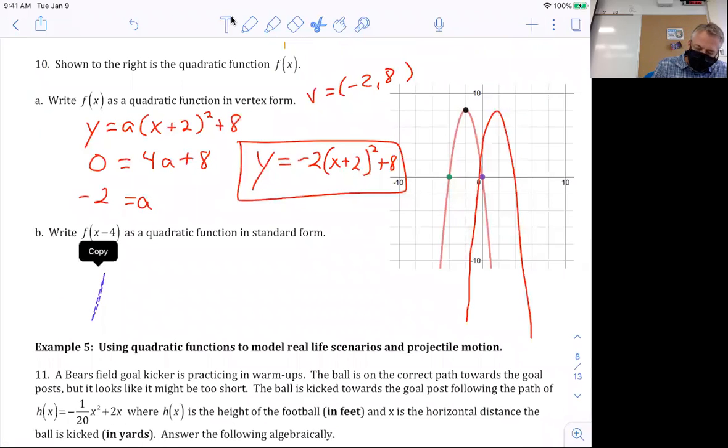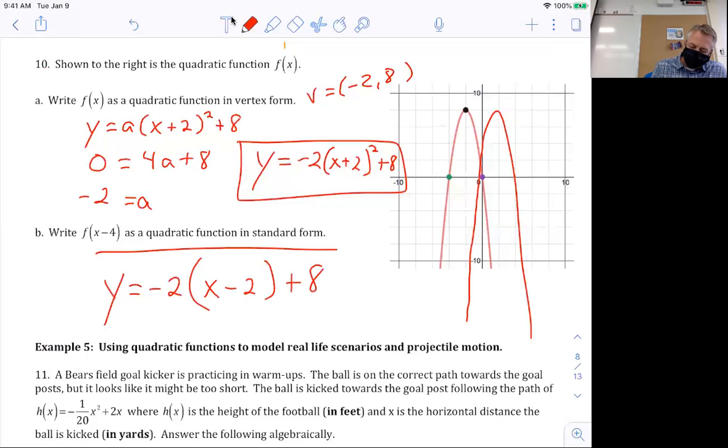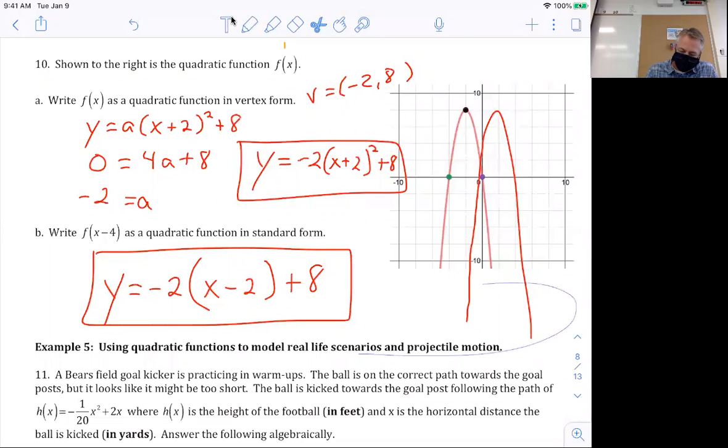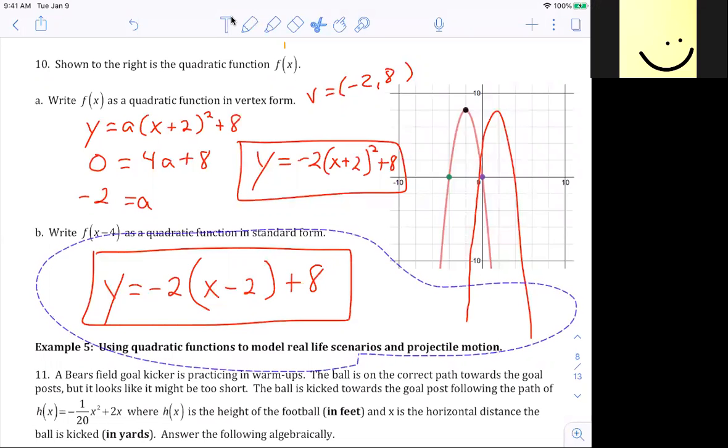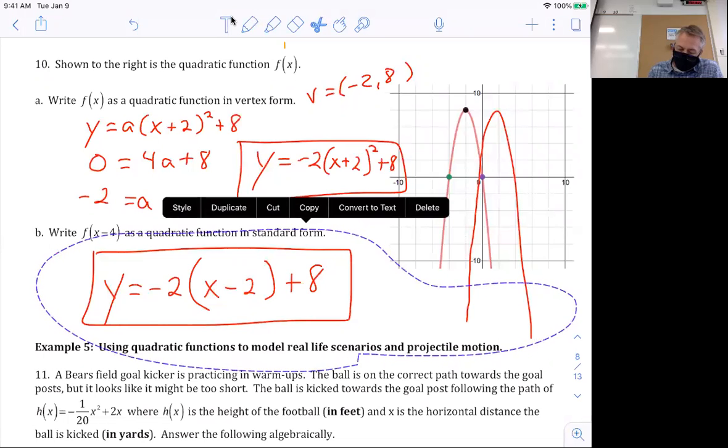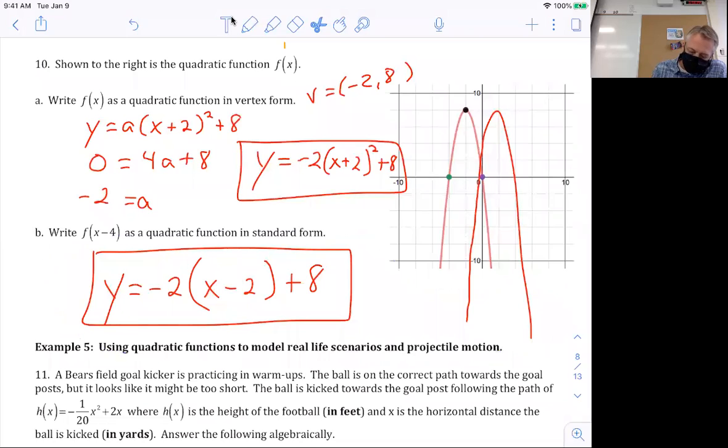So my new equation is going to be y equals, still negative 2 as our coefficient, but now it's going to be (x minus 2) plus 8, because our new vertex is at positive 2, 8. Is it still squared? Oh, yes, it should be squared. Thank you. x minus 2 squared.